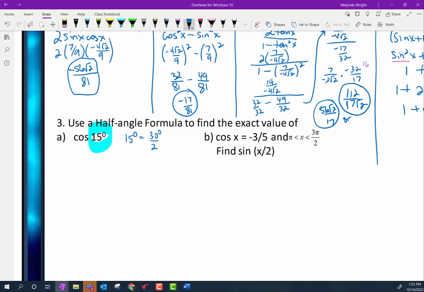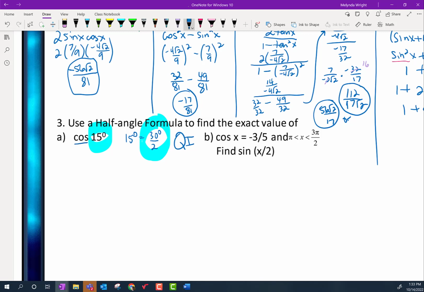Okay, so this one is fairly easy to determine which quadrant we're in for the half angle. So this is the half angle right here. 30 degrees over 2 is the half angle. And which quadrant is this half angle in? Where is 30 degrees over 2 located? Quadrant 1. So this is an easy one to figure out which quadrant to go to. So we're going to use the positive version. Why? Because cosine is positive in quadrant 1.